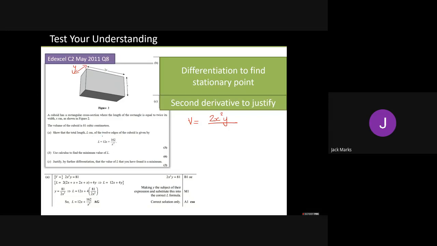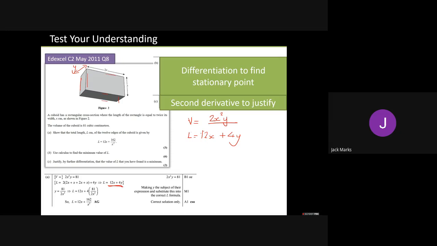The length of the 12 edges of the cuboid, well, there's nothing stopping you from just adding them all up. You've got an x and another x, and then another x and another x, and you've got 2x multiple times, and so on. So you could just add all of these together, and you'll get 12x plus 4y. A bit interesting, this one, because they don't ask you to use area. They're asking you to add up the lengths, which is a bit different, but it's good practice.